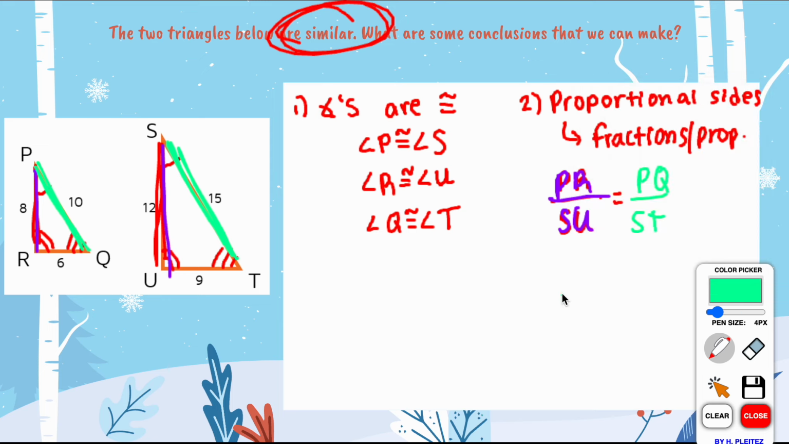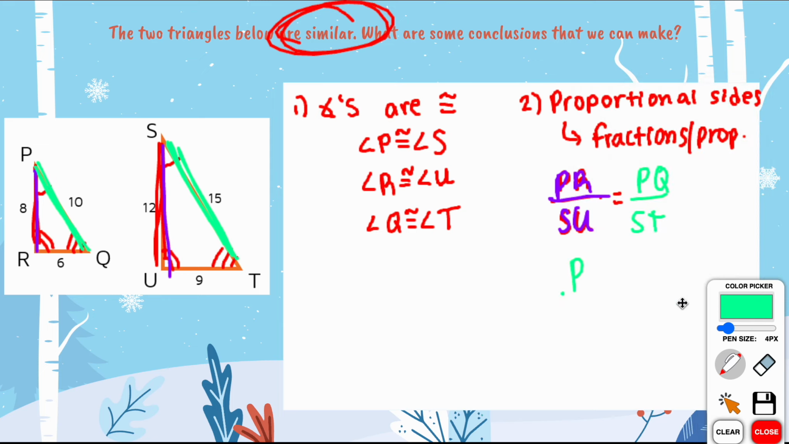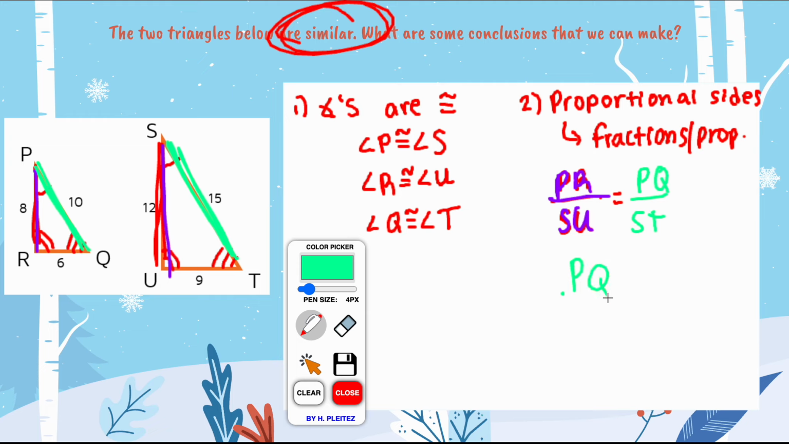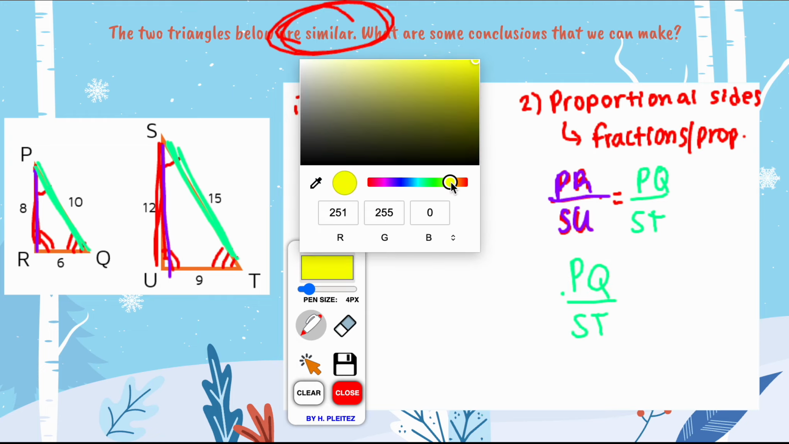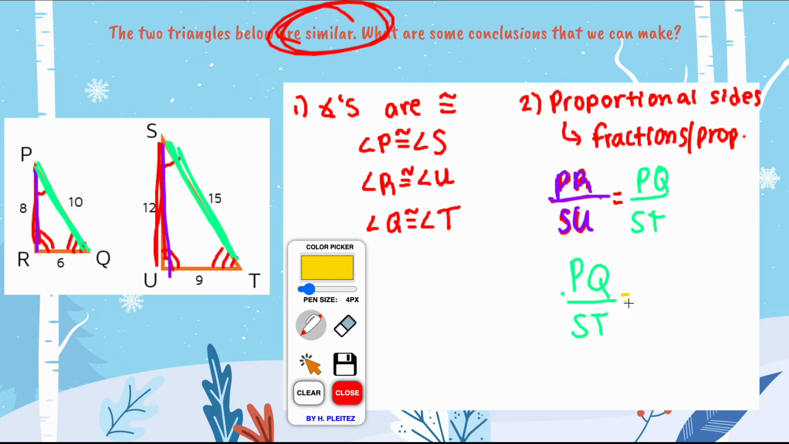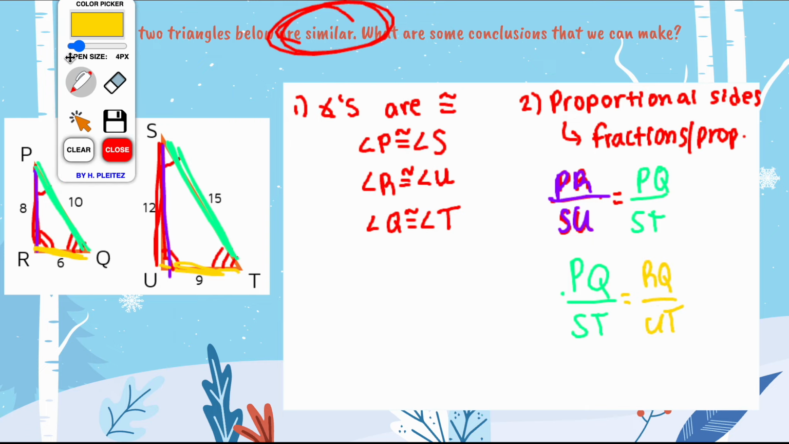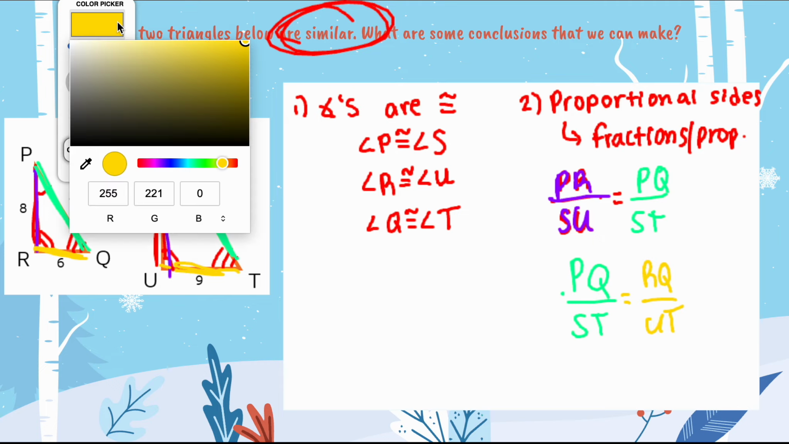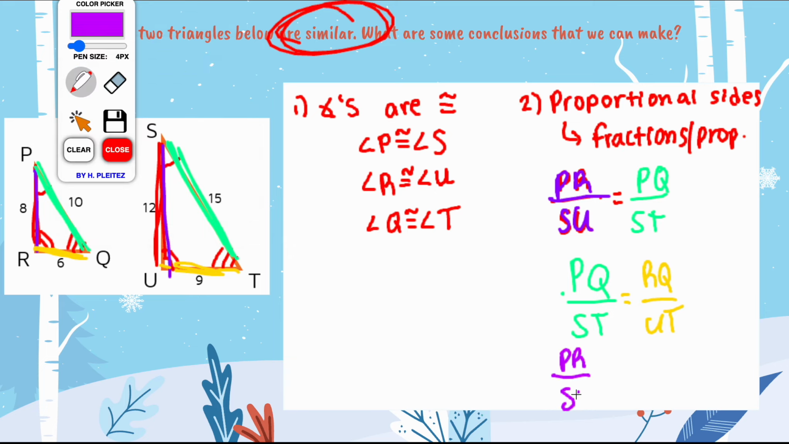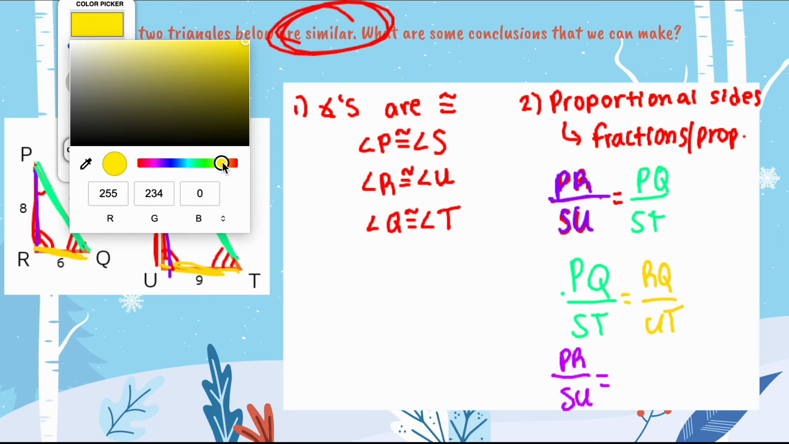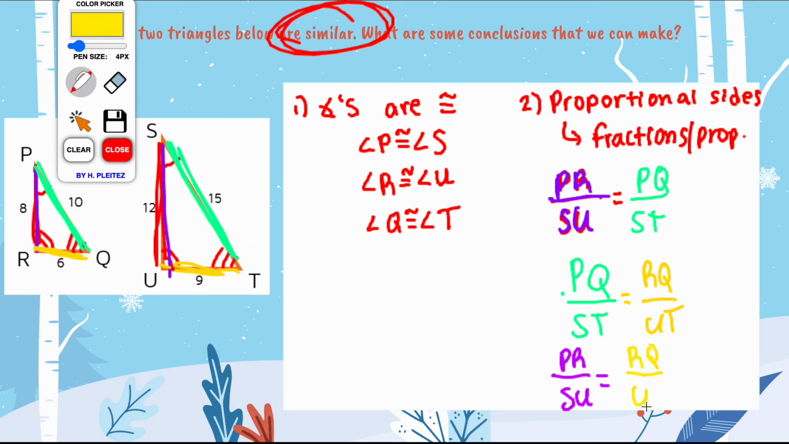We also know, let's say I took PQ and ST again. If we did PQ over ST, I know that's also going to be equal to RQ over UT, right? So I can make these proportions here just from the definition of similarity. Now there's one that I missed. You can also do PR over SU equals, and we didn't do this one yet, RQ over UT, right?